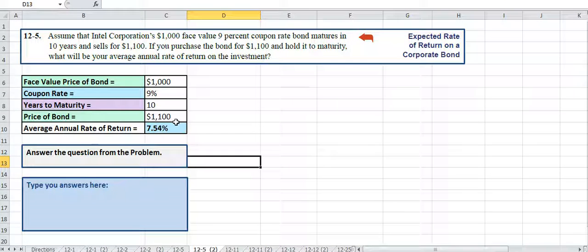So you can see once again that when the price of the bond is more than the face value of the bond, that tells you that the coupon rate or the interest rate that the bond is going to pay is a higher interest than the average rate of return in the market. Okay, that's problem 12.5.